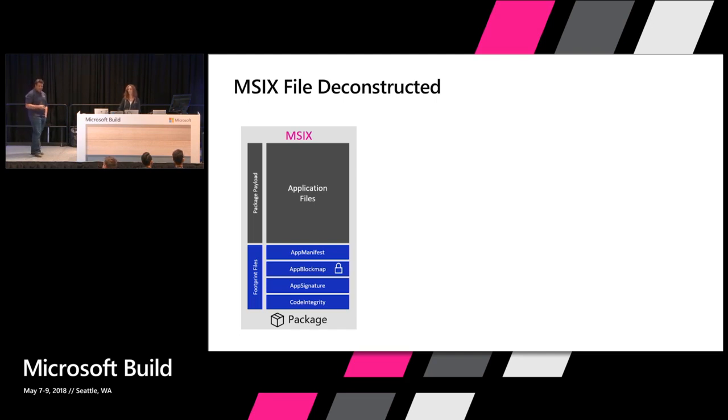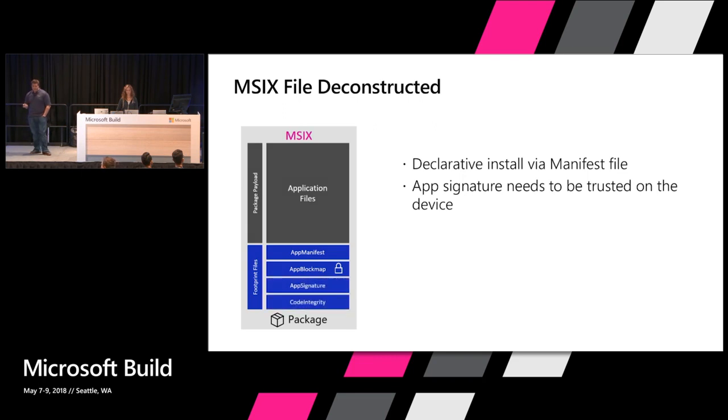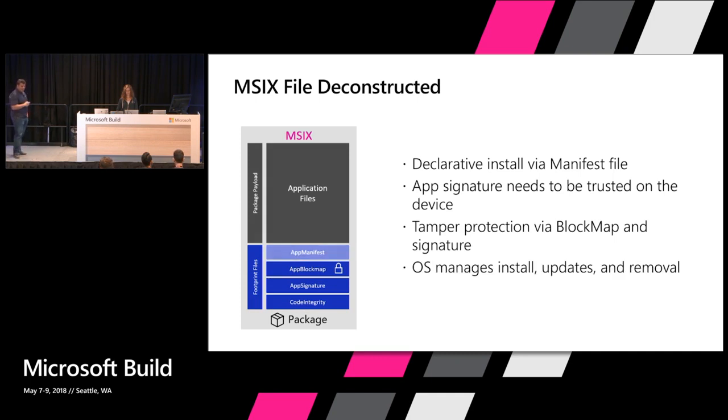Then the app signature and the code integrity. So again, the declarative install links up to the manifest file. We verify the app signature to make sure it's trusted on the device. We ensure tamper protection via the block map and the signature. And then using all these tools, we actually know how to go and install, update, and easily remove. Again, by keeping inventory of the files on disk, it's very easy for us to know exactly what to clean up. We have the protected app data folder. We know when the app is uninstalled the data to go clean up there, and really ensuring that clean uninstall for you.